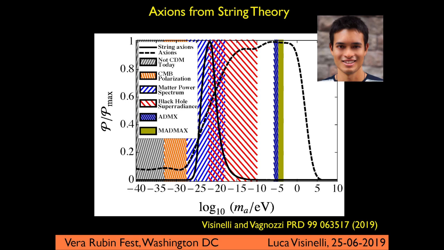Or if you relax this requirement, you just consider axion-like particles, then you have a much broader posterior probability distribution. What we have also depicted here are the different types of experiments that would be able to probe this type of scenario in the near future.